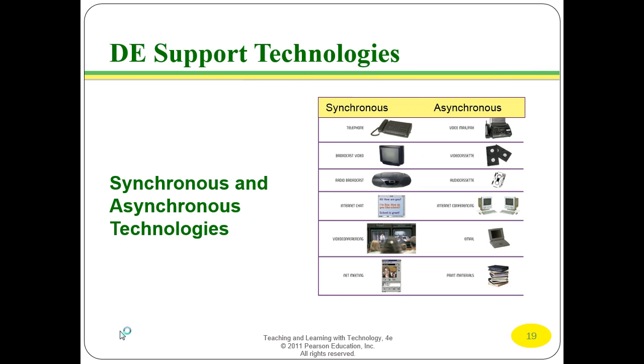And here are some examples of synchronous and asynchronous types of technologies. For synchronous, you have net meetings and video conferencing, which works really well. Asynchronous includes videotapes, audiotapes, CDs, DVDs, of course email, and all. And let's not discount the old 20th century kind of stuff, and that's handouts. They work well too.